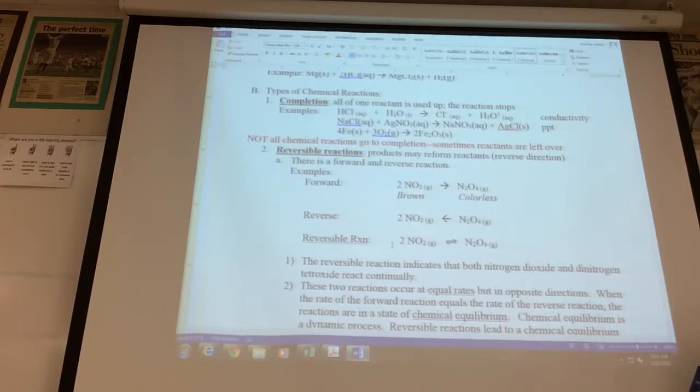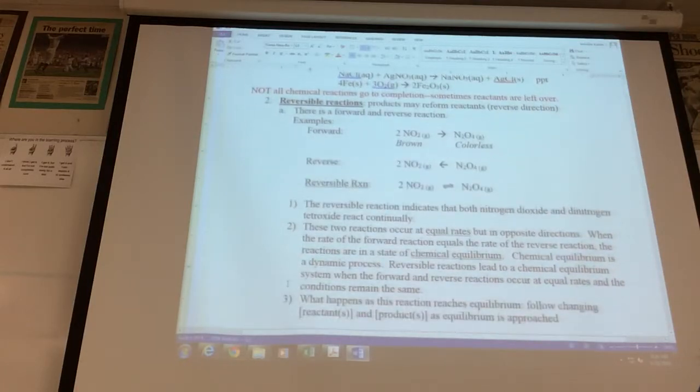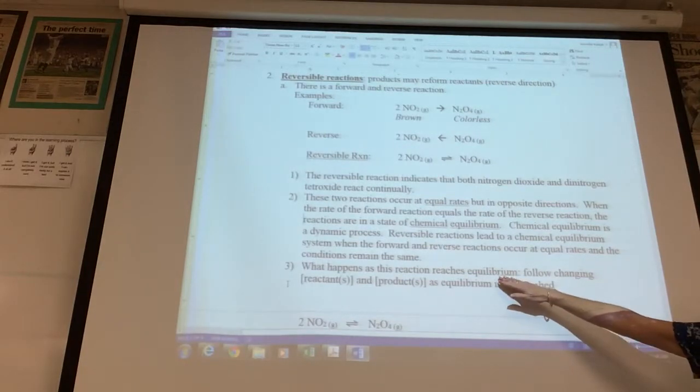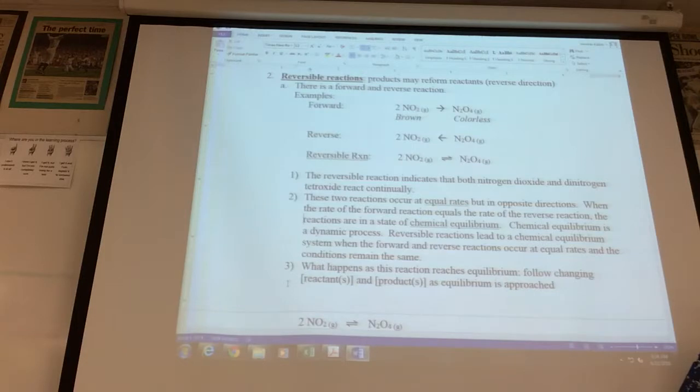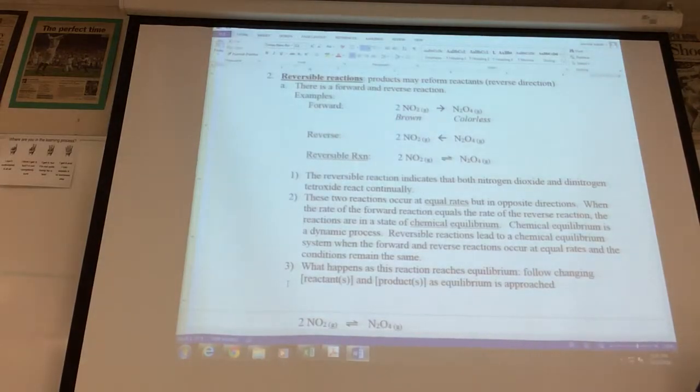Chemical equilibrium defined is when the rate of the forward reaction is equal to the rate of the reverse reaction. And as I said, it is a highly dynamic process, not a static process. We can look at what happens when a reaction reaches equilibrium. Graphically, I'll show you this because we can follow changes in concentrations of reactants and products when equilibrium is approached.